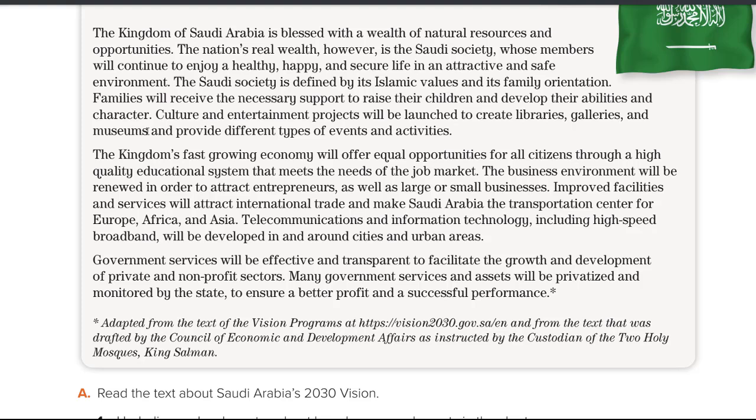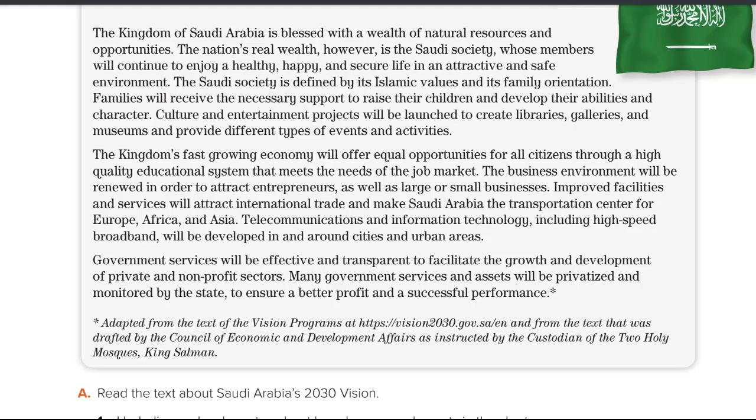Families will receive the necessary support to raise their children and develop their abilities and character. Culture and entertainment projects will be launched to create libraries, galleries, and museums and provide different types of events and activities. The kingdom's fast-growing economy will offer equal opportunities for all citizens through a high-quality educational system that meets the needs of the job market. The business environment will be renewed in order to attract entrepreneurs as well as larger small businesses. Improved facilities and services will attract international trade and make Saudi Arabia the transportation center for Europe, Africa, and Asia.